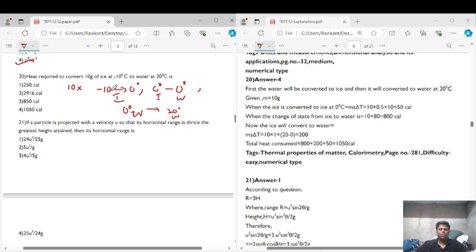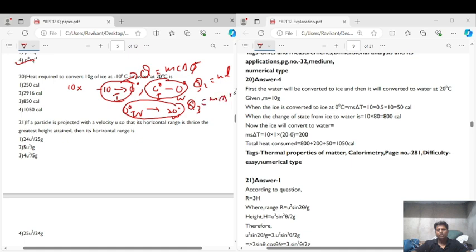For the first part, there is a change in temperature, so we apply Q is equal to m c delta T. For the second, where ice is converting into water, Q2 is equal to m L. And for the third phase, at 0 degree centigrade the temperature rises to 20 degree centigrade, so it will again be m c delta T.